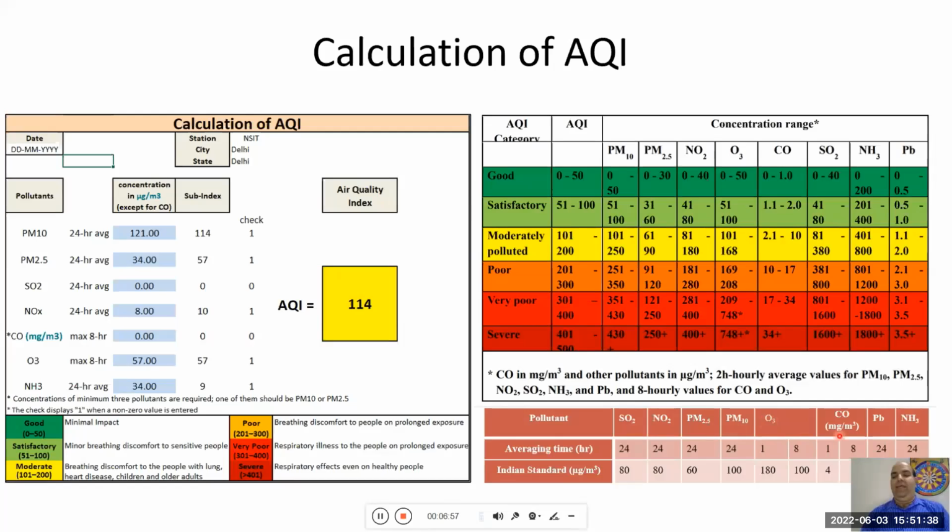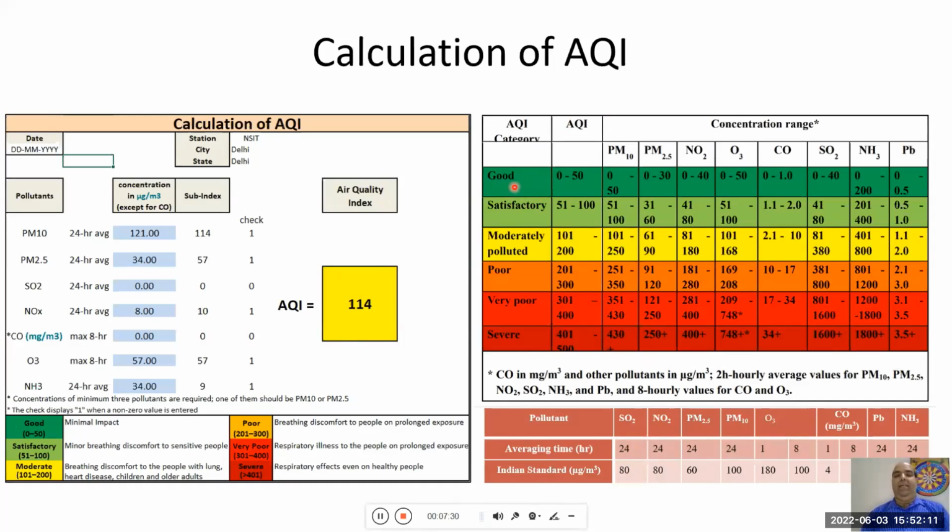Usually SO2, NO2, PM2.5, PM10, Pb and NH3 take an average of 24 hours. Sometimes they are monthly averaged, and sometimes seasonal or yearly averaged also. For a given Indian standard, these are fixed threshold values, which are shown in row number 2. Ozone and CO are those pollutants whose averaging is either for 1 hour or for 8 hours.